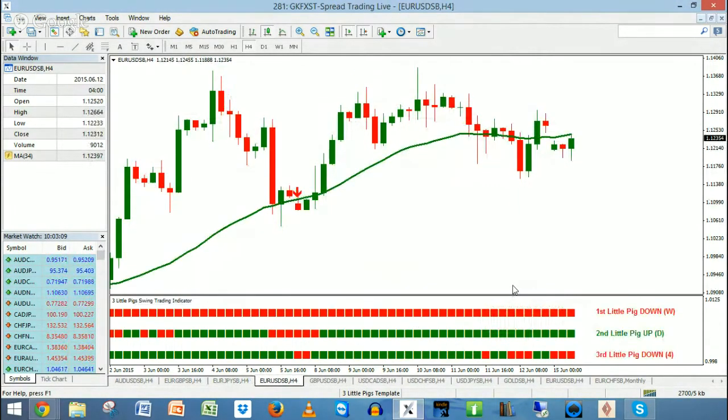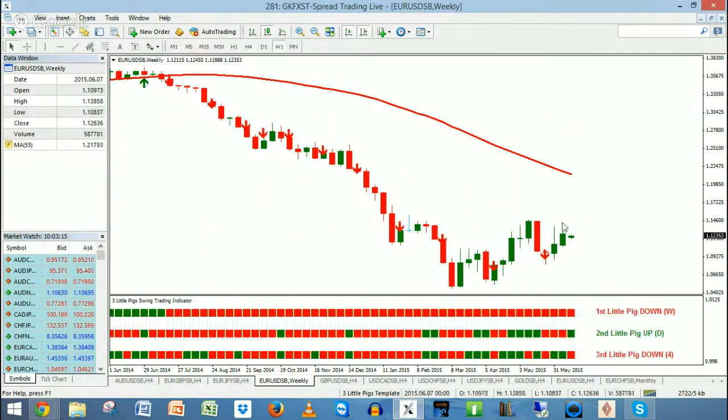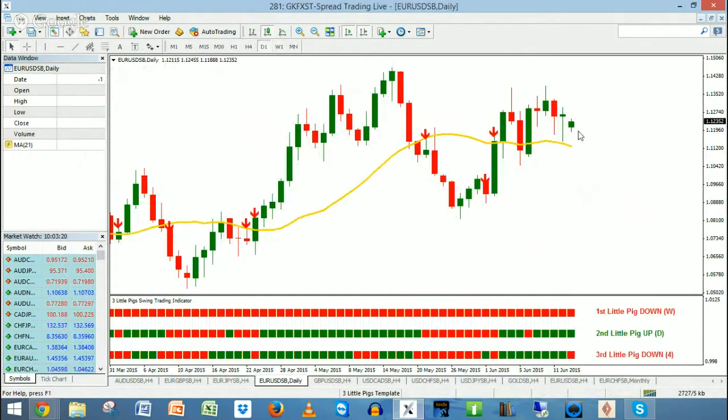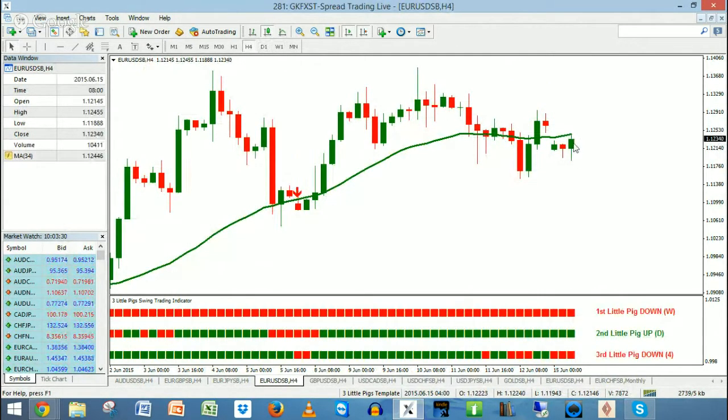Euro USD, we've got a bit of a mix here. So the weekly's down, quite away from the moving average. Don't expect any long trades here. So the daily, we need the daily to roll over here and come to the downside. Probably won't happen today. And then we'll wait for that short signal on the 4-hour chart.